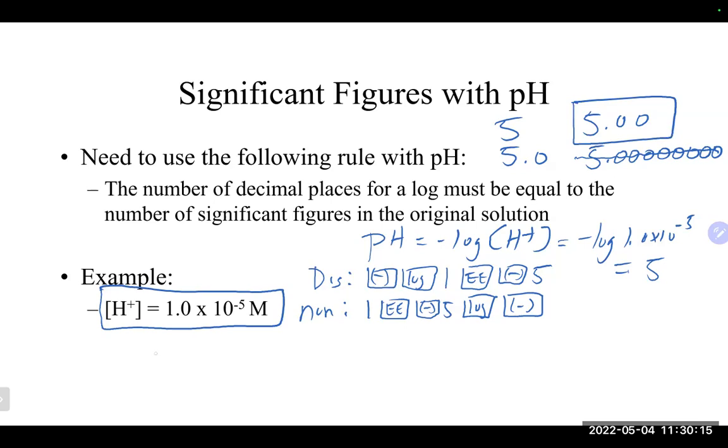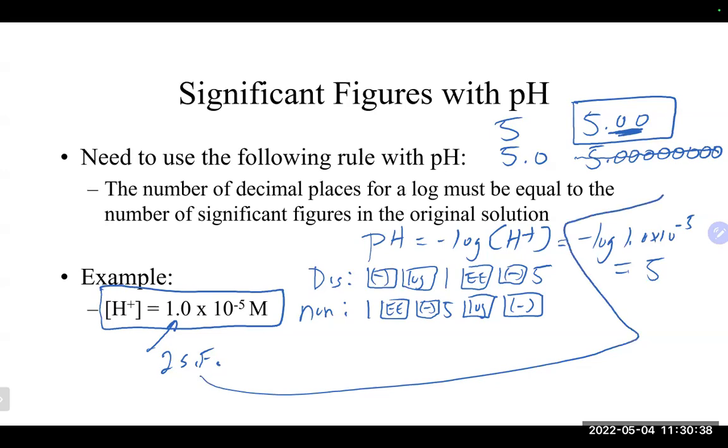And that is because when we look at the concentration, this guy has 2 significant figures. Again, all the numbers before the times 10 part are significant, which means it gives us 2 decimal places. So significant figures to decimal places is what we're looking at. Any question on that?